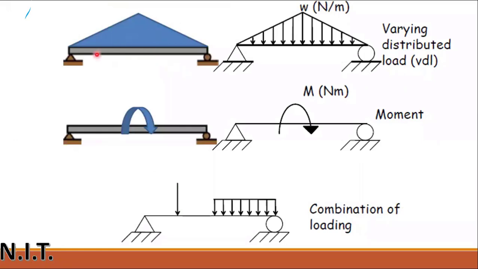Similarly, this is a beam of varying load. You can see that the varying load is distributed on the whole beam. This is a free body diagram. If a moment is generating in a beam, then it will be like this. This is the free body diagram. If we are combining two loadings like point load and UDL, then we will have to draw like this.